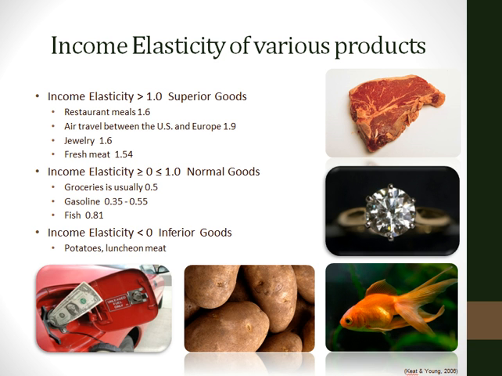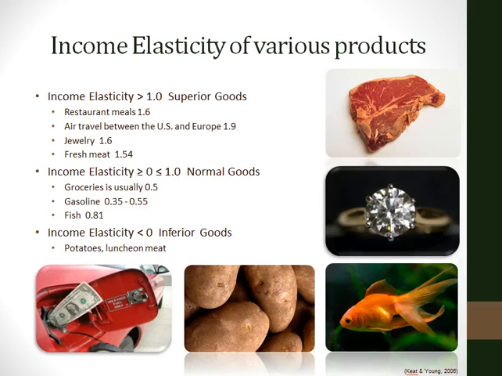Here are some income elasticities of various products. You can see that restaurant meals are at 1.6, while air travel between the United States and Europe is at 1.9. These are superior goods or luxuries. Fresh meat is also considered a superior good. The income elasticity for groceries is around 0.5, making this a normal good. It's greater than 0, but less than 1.0.